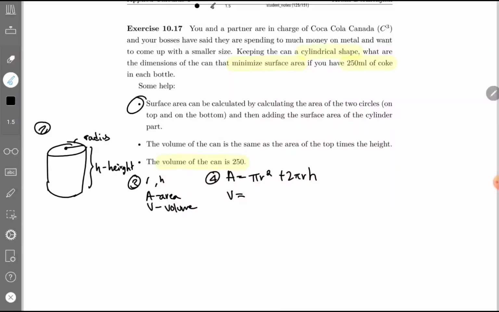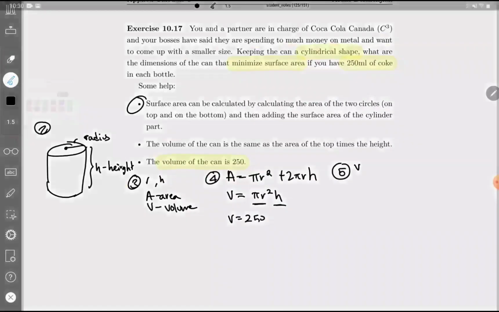The volume of the can is the same as the area of the top times the height. So basically, I told you what it is. It's the area of the top, pi r squared, times the height. So now we're going to try to solve things by putting everything into one variable. We know volume is equal to 250. We were told this.